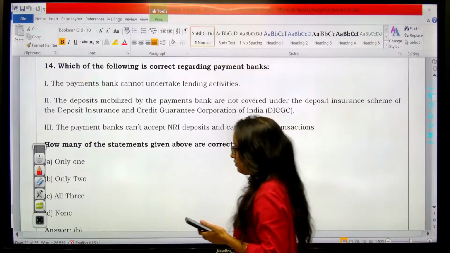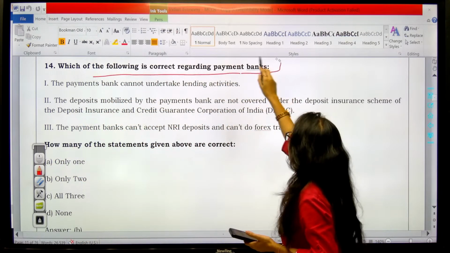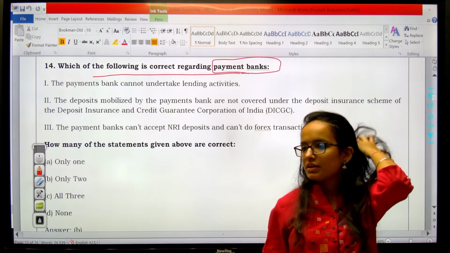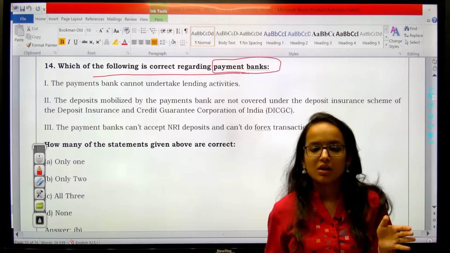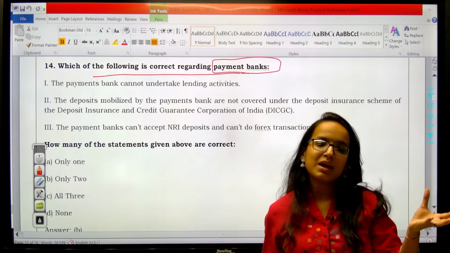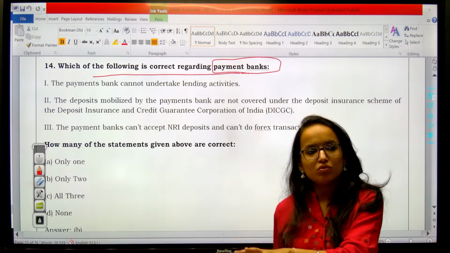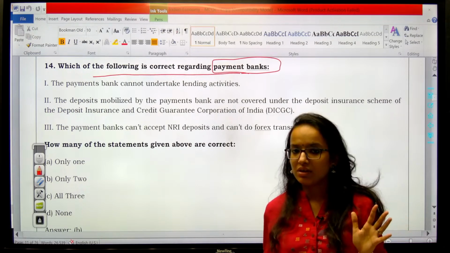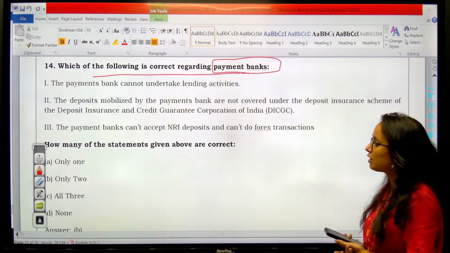Question number 14. Which of the following is correct regarding payment banks? Now, you must have read the difference between small finance banks and payment banks, right? All these banks. So there are particularities about payment banks, what a payments bank can do, what a payments bank cannot do, what a small finance bank can do, what it cannot do, right? So all these things, this is a very important sector from which questions can be asked. Okay, so let's try to attempt this question.